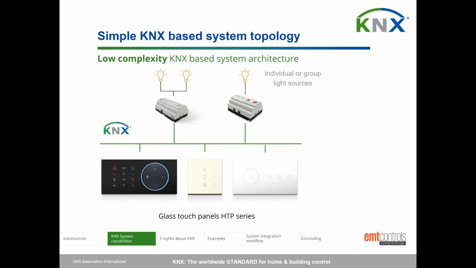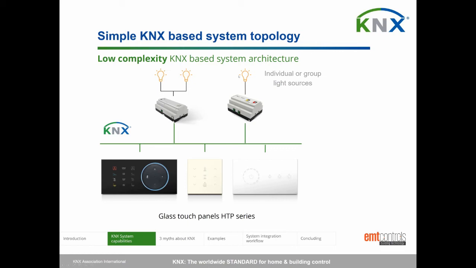Here is the second chapter, KNX system capabilities. Based on the KNX bus system, we can build systems in a few levels of complexity that depend on the building area, type, and its predestination. Let's start from the simple KNX-based architecture. As you can see on the scheme, it includes the built-in user interface represented by the touch panels and light sources.